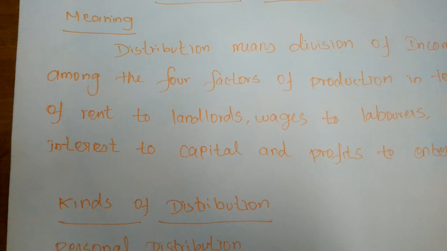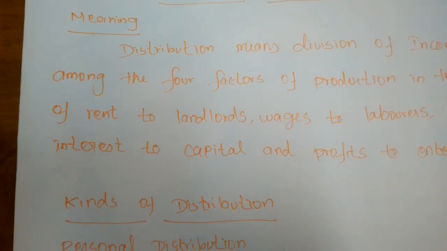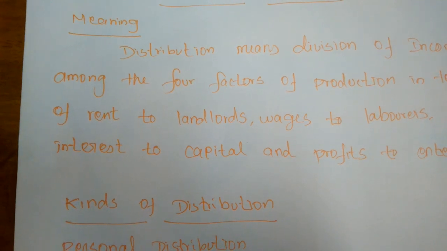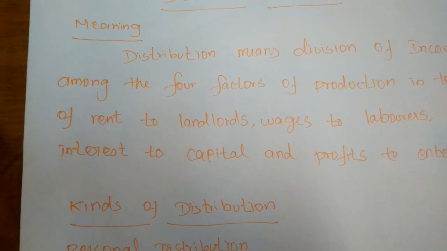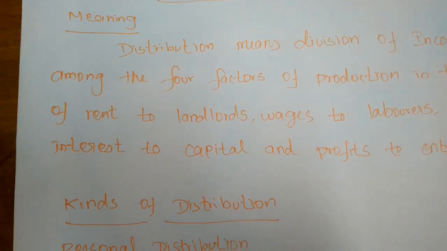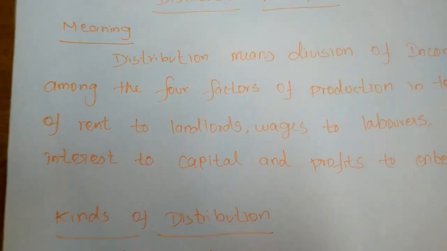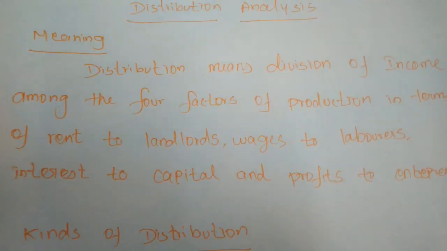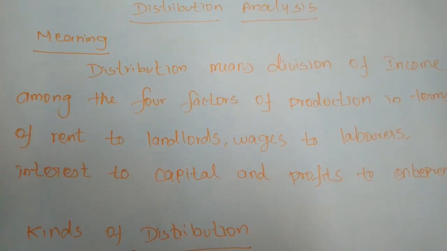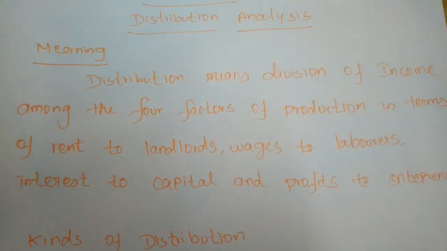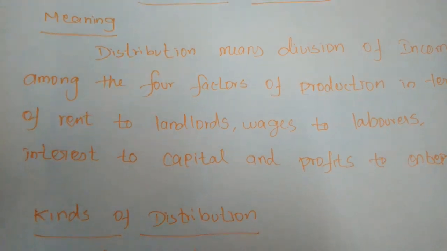The interesting aspect here is that a large number of ideas have emerged and various factors have been identified by economists contributing to the development of economic science. Distribution means the division of income among the four factors of production in terms of rent to landlords, wage to labor, interest to capital, and profit to entrepreneurs.